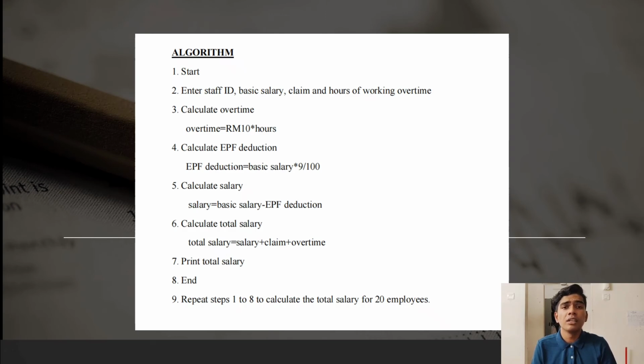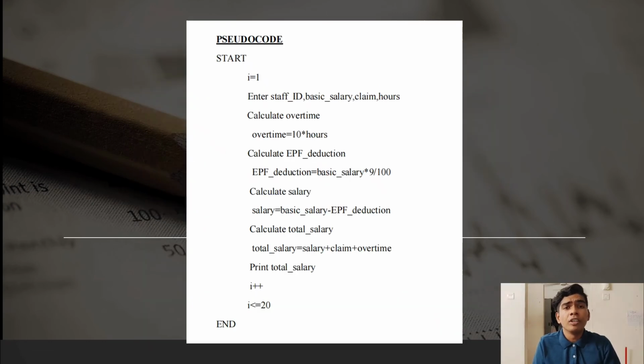Step number 6, calculate total salary. Total salary equals salary plus claim plus overtime. Step number 7, print total salary. Step number 8, end the algorithm. Step number 9, repeat steps 1 to 8 to calculate the total salary for 20 employees. So now I am going to explain the pseudocode for problem number 2.